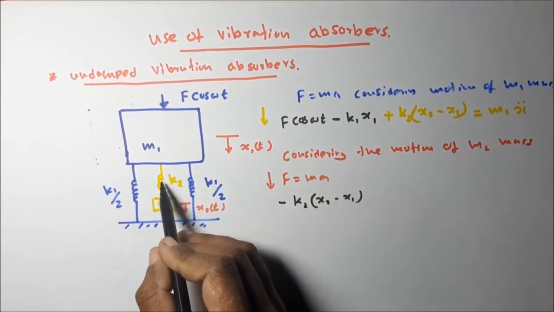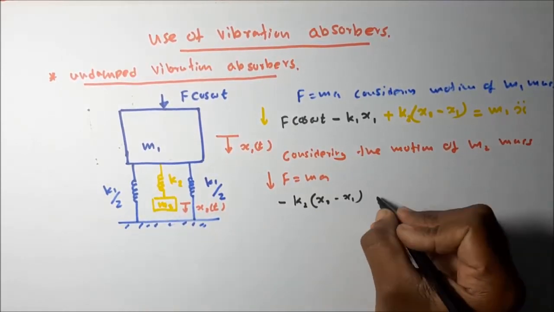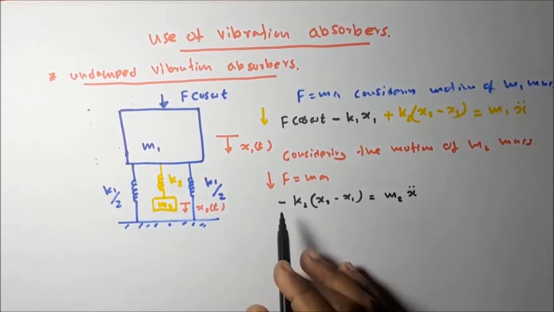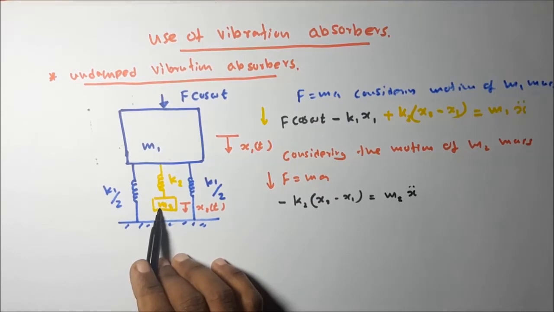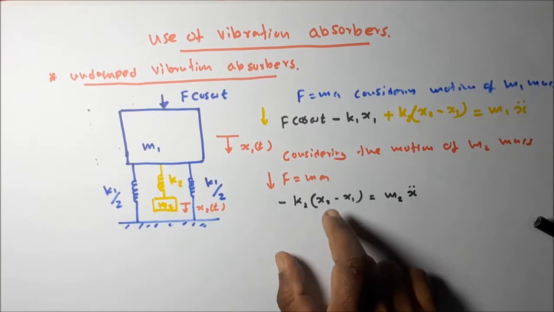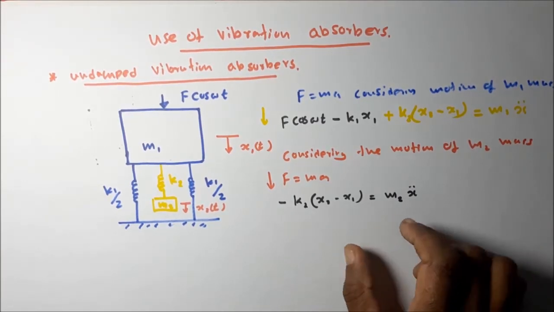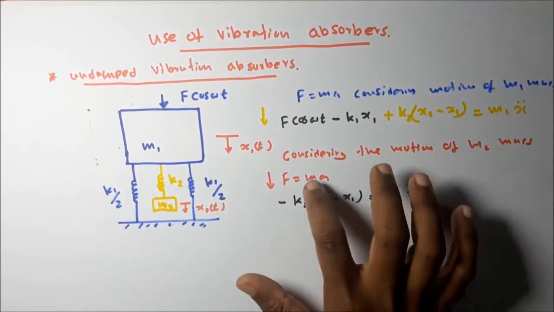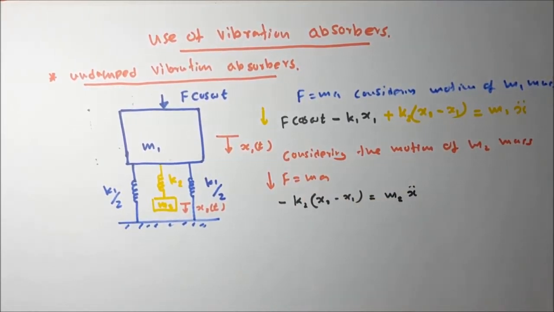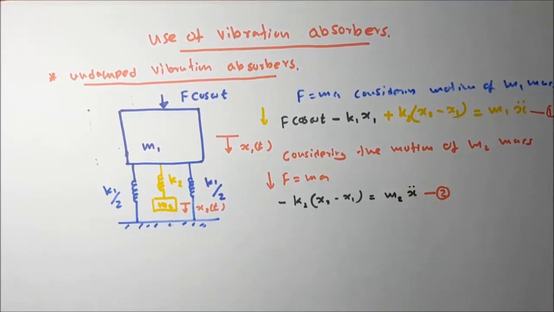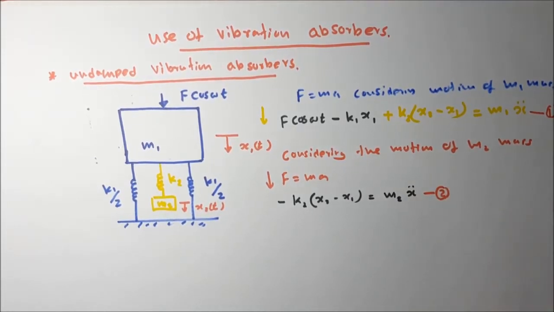That is because of this spring, and that is equal to m2 x double dot. This is the only force acting on this m2 mass: the stretch of the spring, and m2 x double dot is this part. Then we have the two differential equations, equation 1 and equation 2.